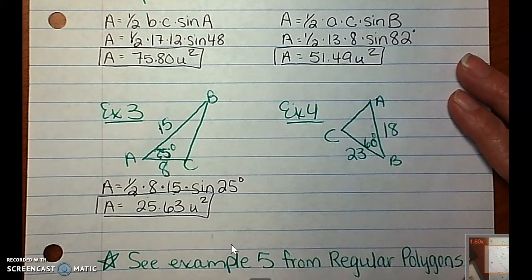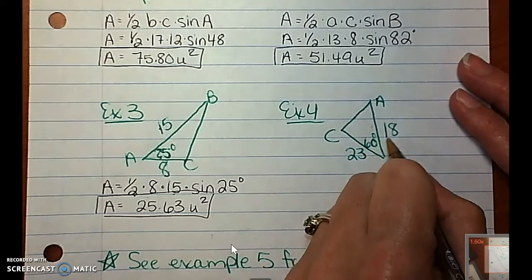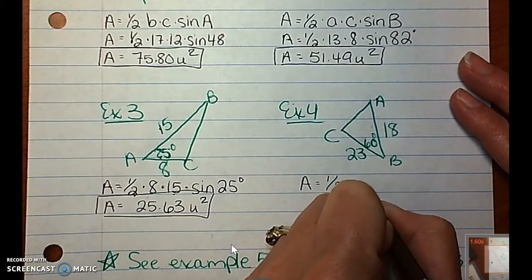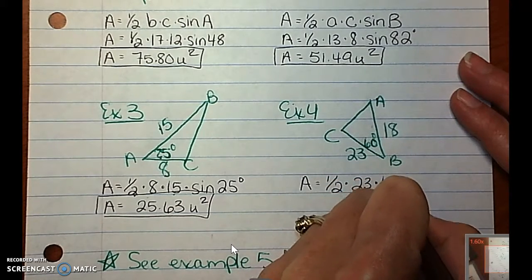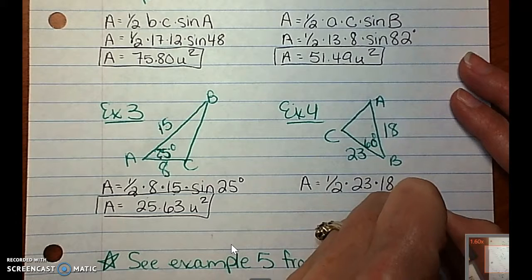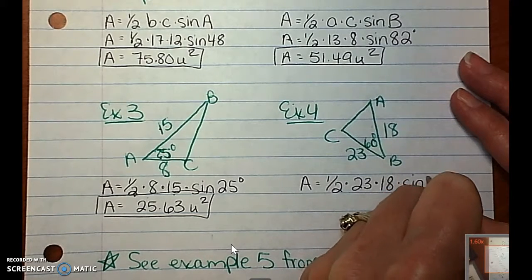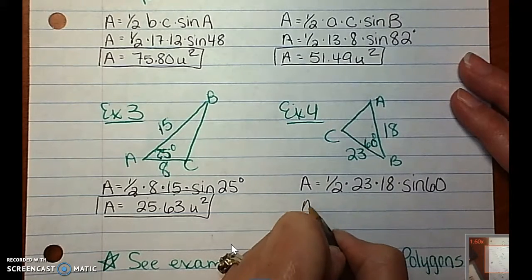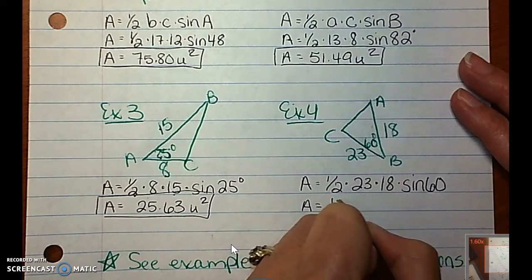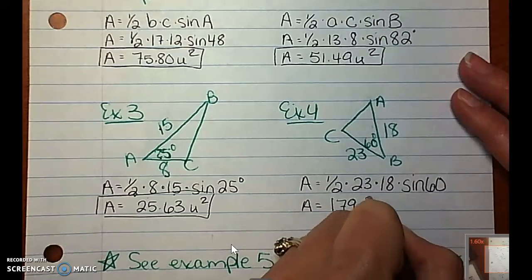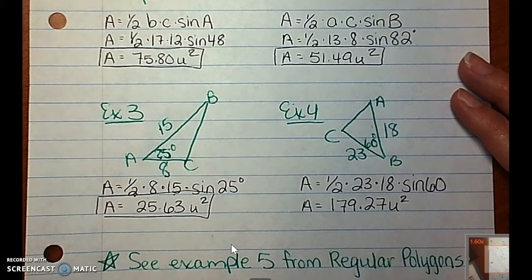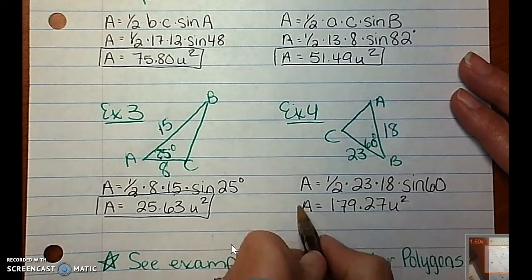So when I get to example 4, I have side, angle, side, and my area is going to be 1/2 the side, 23, times the other side, 18, and times the sine of the angle, 60 degrees. And again, I'm going to type that in my calculator, and I get 179.27 units squared. And that's going to be the area of the triangle.